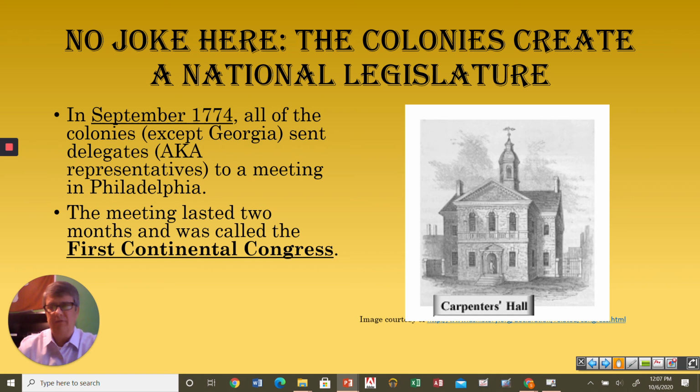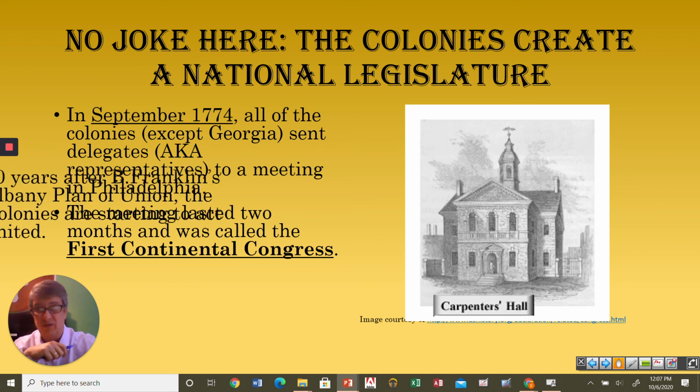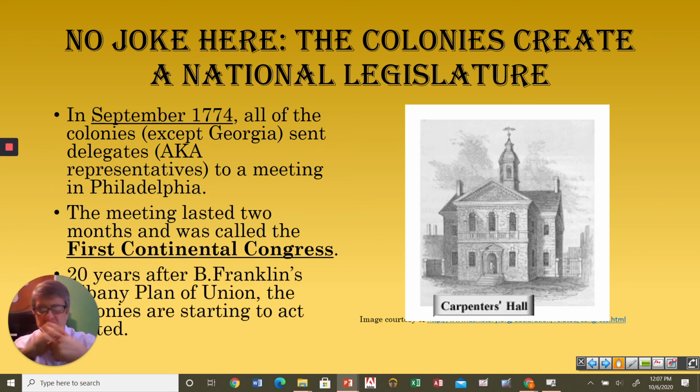Heretofore, when we talked about Franklin's Albany Plan of Union or certain protests or committees of correspondence, the colonies were taking a little bit more of baby steps toward becoming a united country. The First Continental Congress isn't a baby step. It's a big step now. And it's going to be a big step ultimately leading to independence in less than 2 short years. Okay. So again, 20 years after Benjamin Franklin's Albany Plan of Union, the colonies are starting to act united.